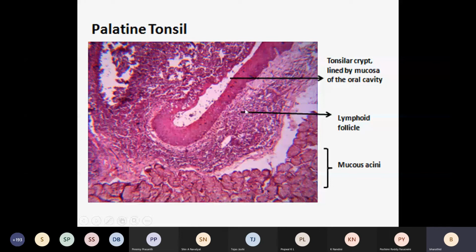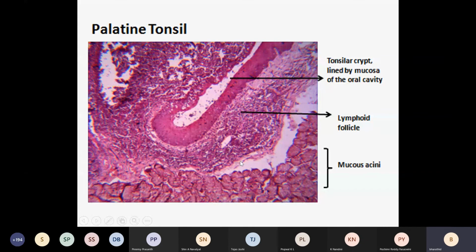Surrounding the crypt, you will see lymphoid follicles. You already know about lymphoid follicles; it has been explained to you in the lymph node. So surrounding the crypt, which is lined by stratified squamous non-keratinized epithelium, there are numerous lymphoid follicles. Deep to that you can see glands, which are all mucus acini.